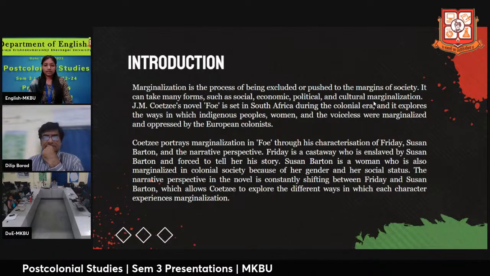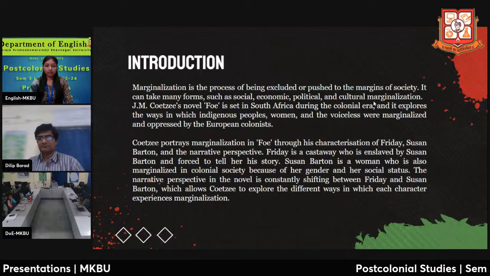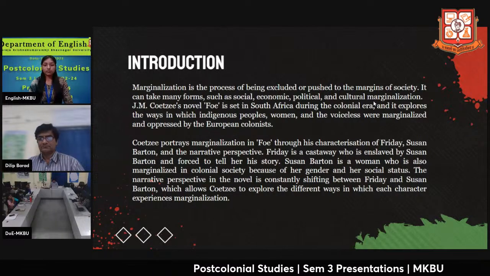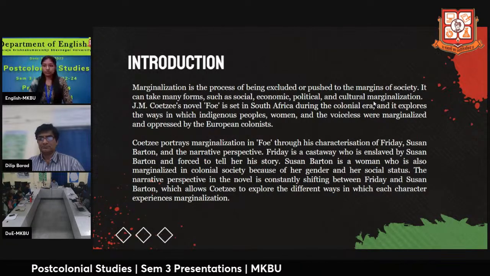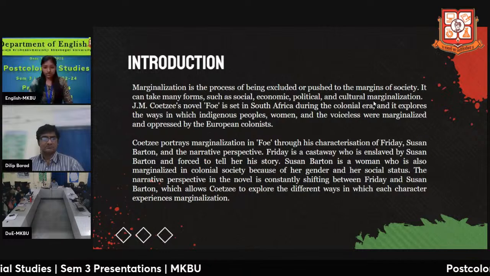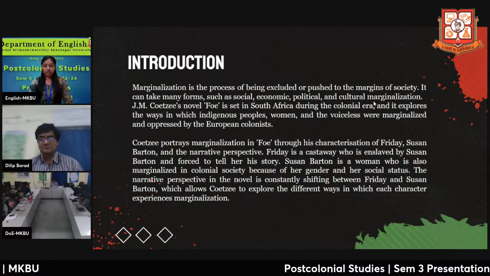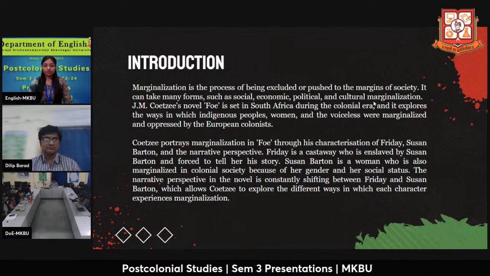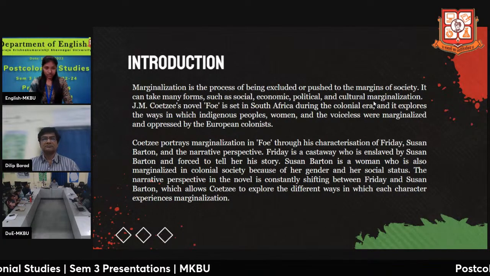Friday is a castaway who is enslaved and forced to tell his story. Susan Barton is a woman who is also marginalized in colonial society because of her gender and her social status. The narrative perspective in the novel is constantly shifting between Friday and Susan Barton, which allows Coetzee to explore the different ways in which each character experiences marginalization.